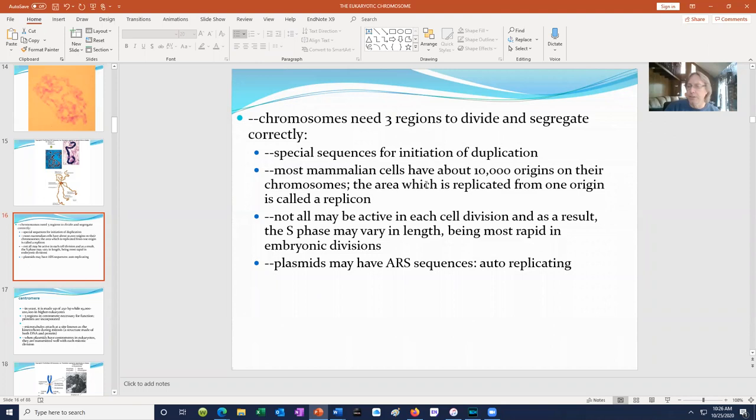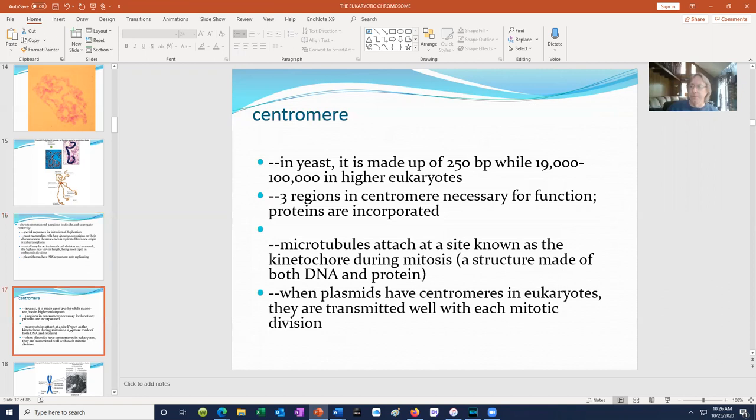While a bacterial chromosome might only have one on its small circular chromosome, a mammalian chromosome might have 10,000. So instead of one site where replication begins, there are these replicons, these areas which are replicated. Plasmids need something similar. They need an ARS sequence if the DNA is to become replicated. There needs to be a centromere so that the DNA can be moved to the appropriate part of the cell. And once again, there are specific sequences there.